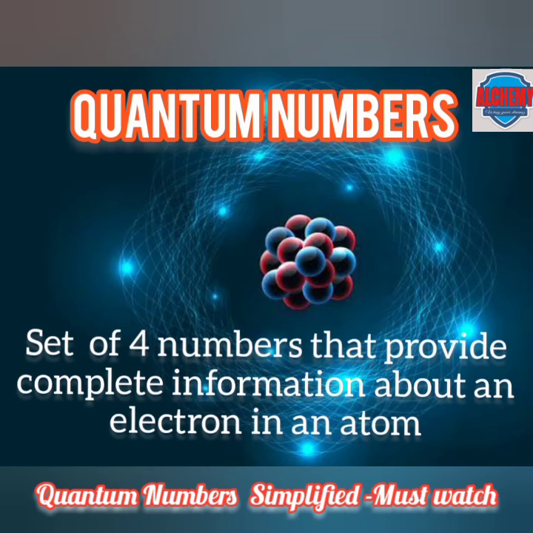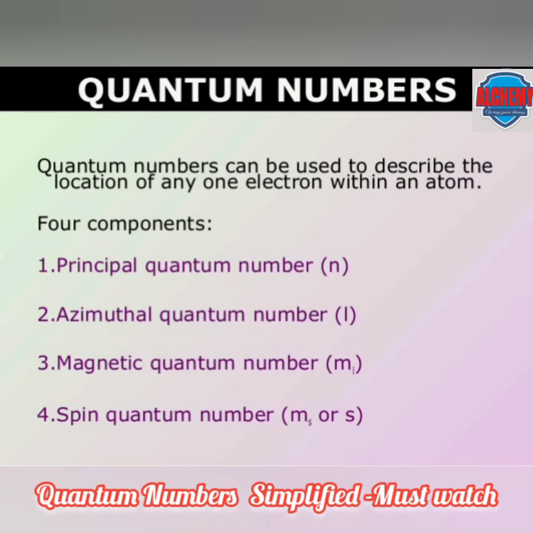Quantum numbers can be defined as a set of four numbers that provide the complete information about an electron in an atom. In other words, quantum numbers can be regarded as the address of an electron, which helps to determine its location, energy, orientation, and spin in the atom. Thus, the quantum numbers can be used to describe the location of any one electron within an atom.